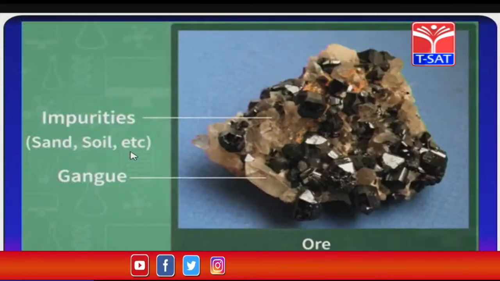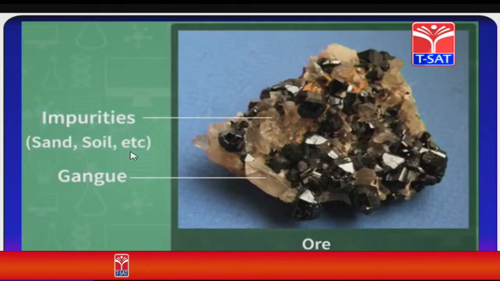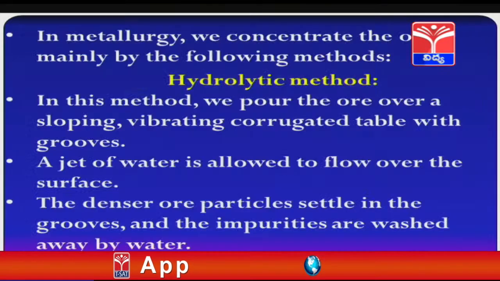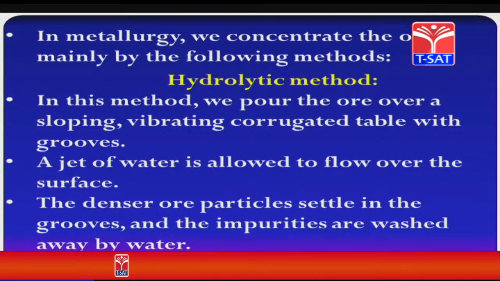So, if you look at this picture, sand and soil can be clearly seen, and that sand and soil is nothing but the impurity present along with the ore, that is called gangue. So, children, in metallurgy, we concentrate the ores by different methods. The first method we are going to study is the hydraulic method. In this method, we pour the ore over a sloping, vibrating, corrugated table which has grooves on it, children, and then a jet of water is allowed to flow over the surface.